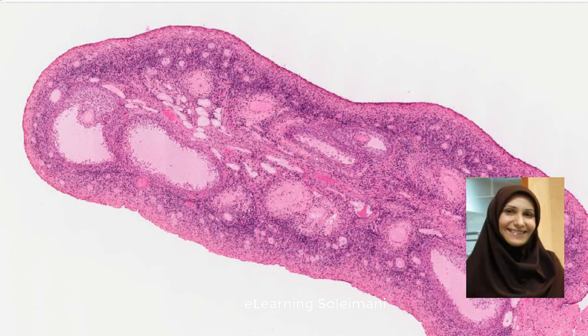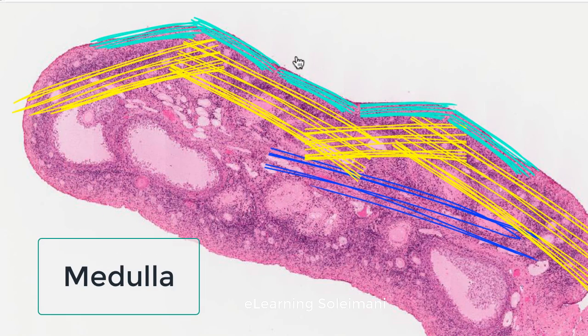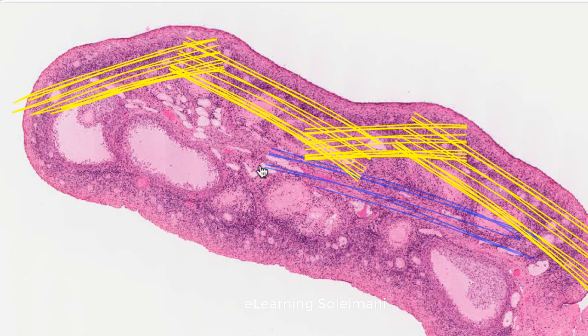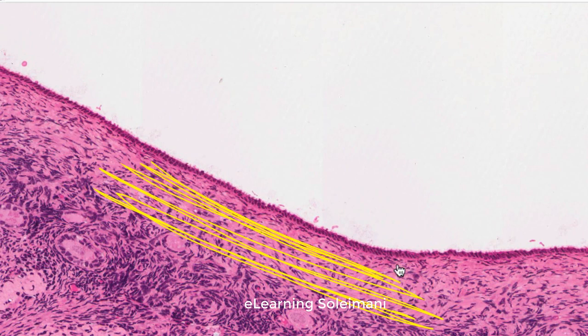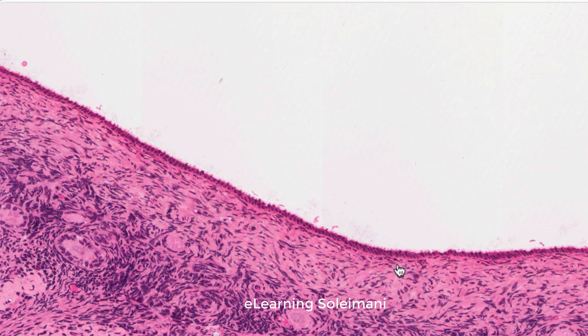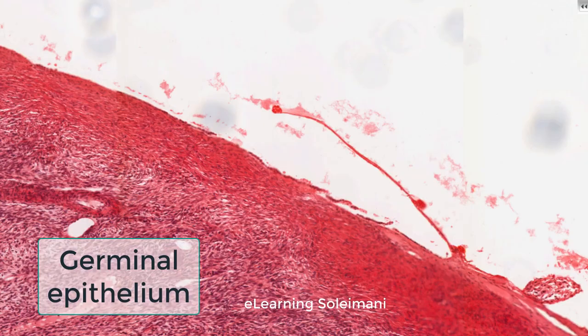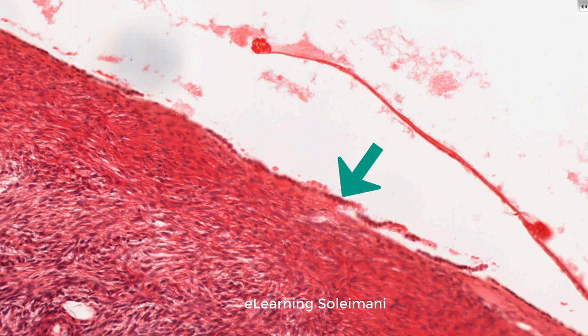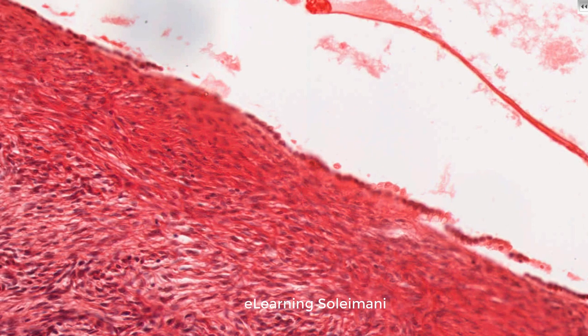The ovary can be divided into three compartments: tunica albuginea, cortex, and medulla. The tunica albuginea is the most superficial part of the ovary, a dense layer of connective tissue which is covered by the germinal epithelium, a layer of simple squamous or cuboidal epithelium.